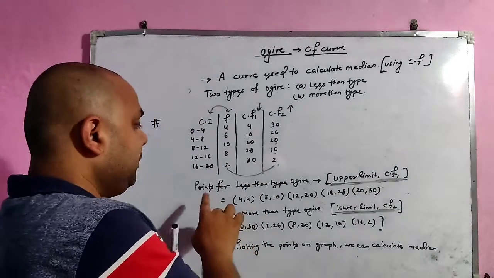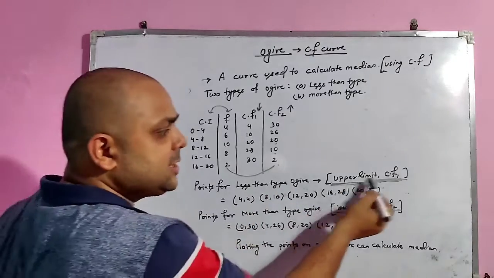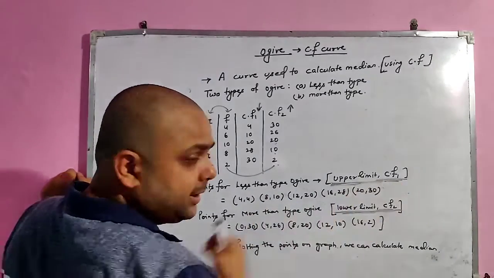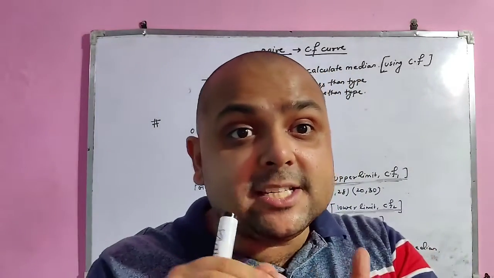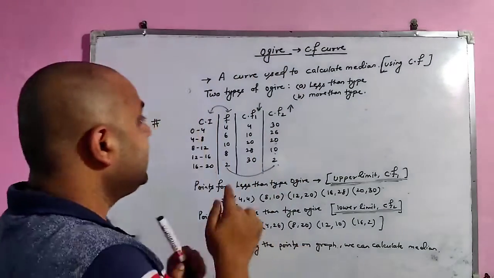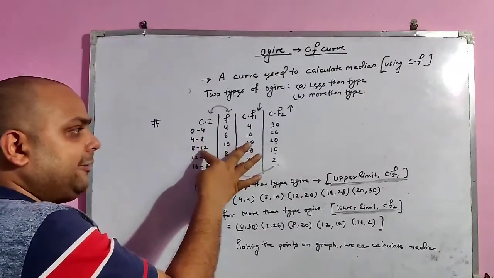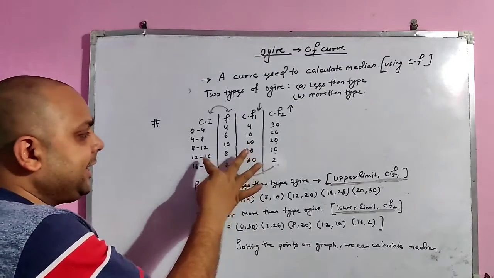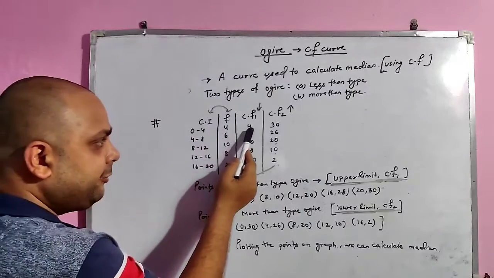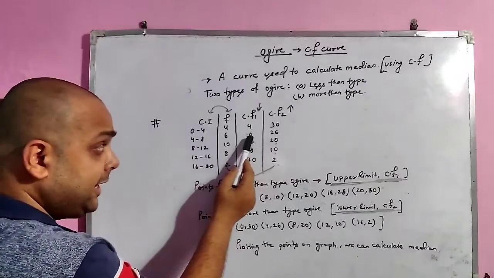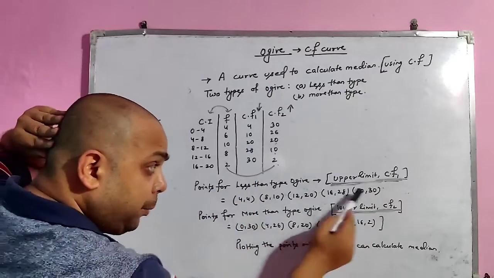So points for less than type Ogive are to be calculated using the upper limit and CF1. For less than, we have to take the point upper limit and CF1. That is, for 4, the point is 4. For 8, the point is 10. For 12, the point is 20. For 16, the point is 28. For 20, the point is 30. Upper limit 4, CF1 4. Upper limit 8, CF1 10. Upper limit 12, CF1 20. So we have put the points here.